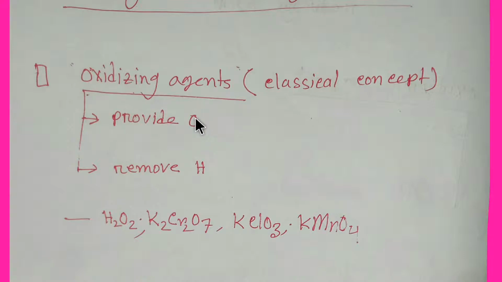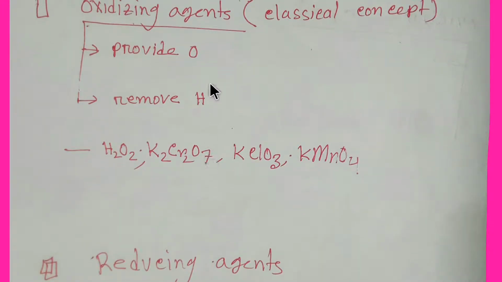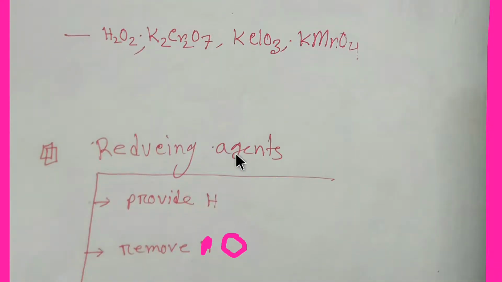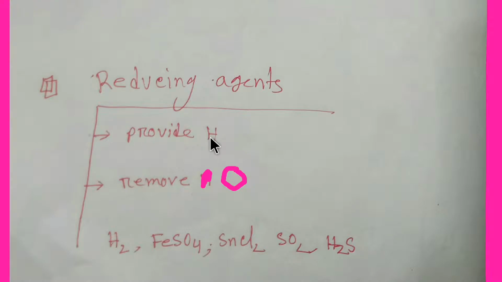Oxidizing agent can provide oxygen to another substance, or oxidizing agent can remove hydrogen from another substance. These are examples of oxidizing agents, like hydrogen peroxide, potassium dichromate, right? So oxidizing agent will provide oxygen or remove hydrogen. On the other hand, reducing agent can provide hydrogen and remove oxygen from other compounds like hydrogen, ferrous sulfate, stannous chloride, sulfur dioxide, or hydrogen sulfide.